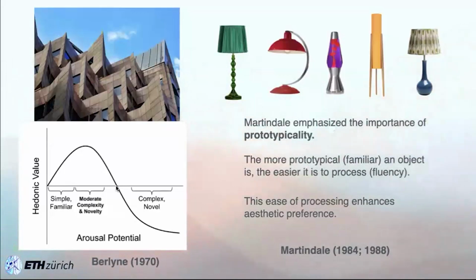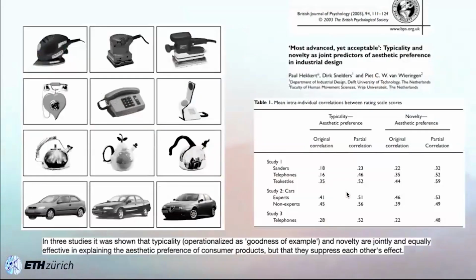Another researcher to work in this space was interested in and emphasized the role of prototypicality. When we think of a lamp, you might think of this example on the right here, but of course all these on the left are examples of lamps as well. Writing in the design space, Martindale said that the more prototypical or familiar an object is, the easier it is to process. Fortunately, those working in the design space don't follow all of these rules to a T. But the ease of processing can enhance aesthetic experience, and there's been some interesting work done in this space.